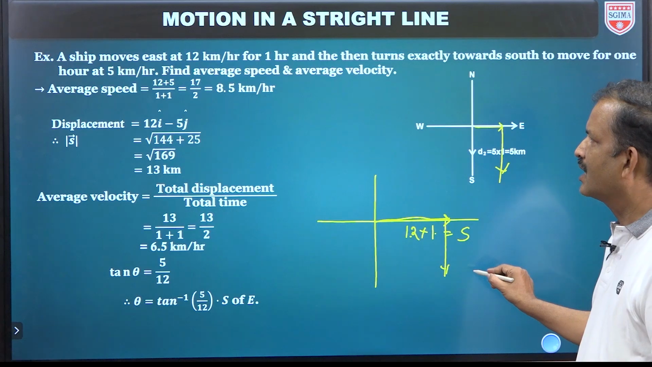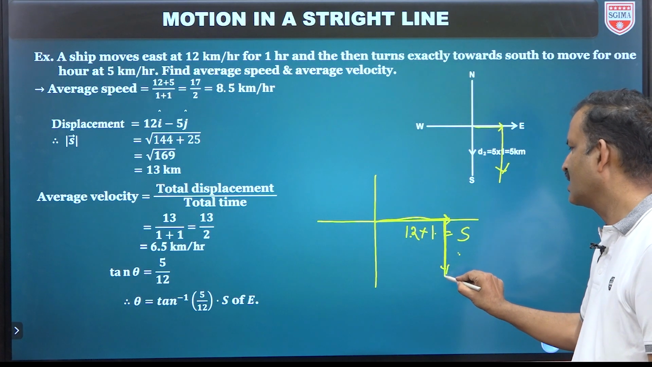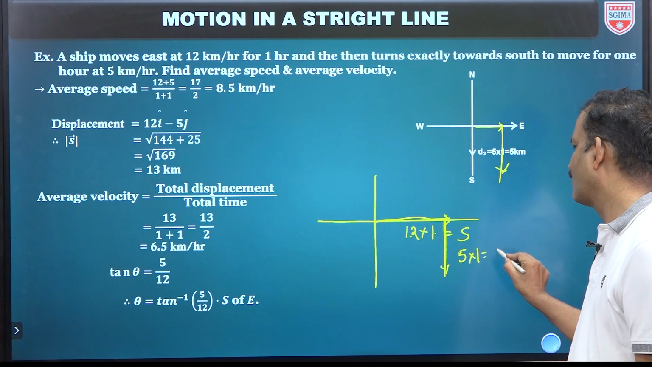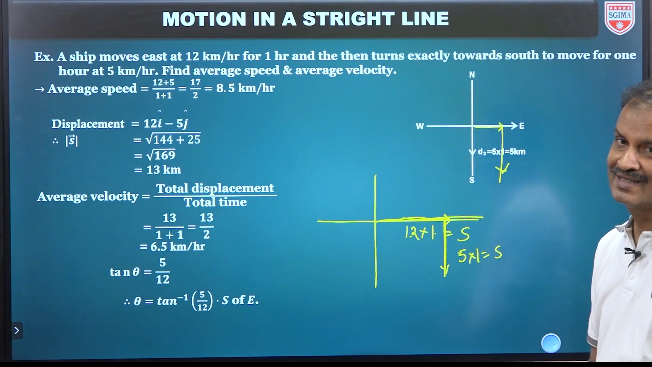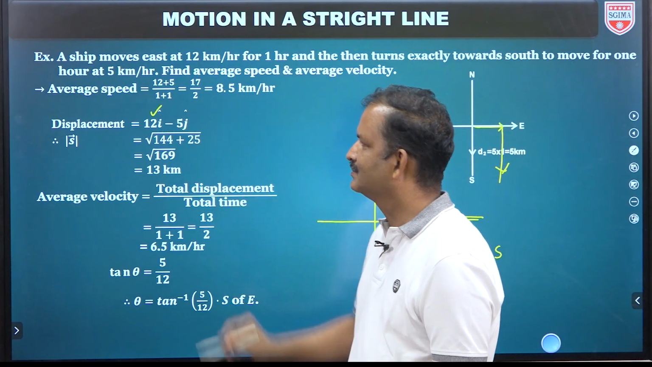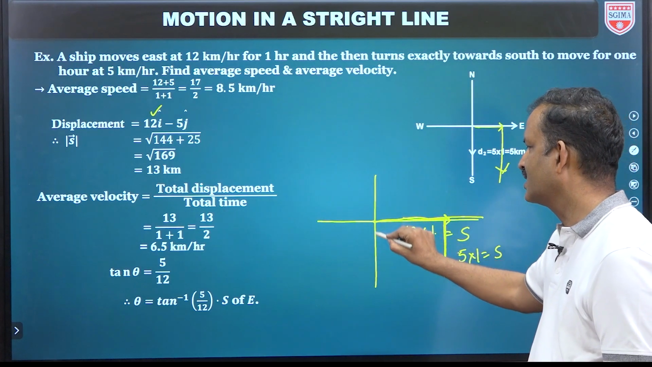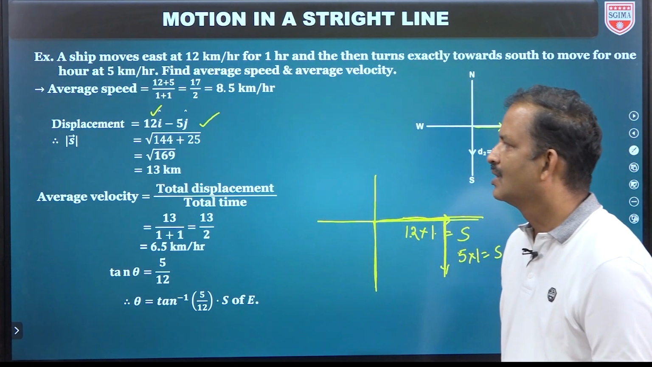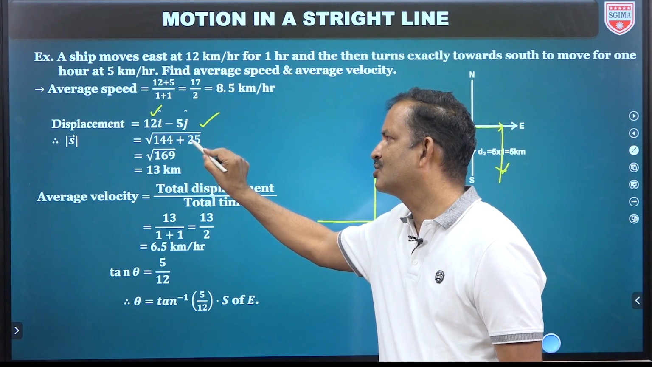So, how much time? 1 hour, 5 kilometers per hour. So this displacement is 5 into 1, 5. But this displacement is along the y direction, downward, which means negative y direction. So, minus 5j cap. The other displacement is along x direction, so I am taking that as 12i cap. If you want to find the displacement, you just have to find the magnitude.